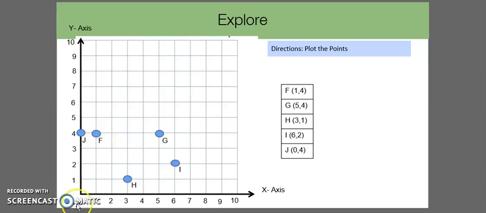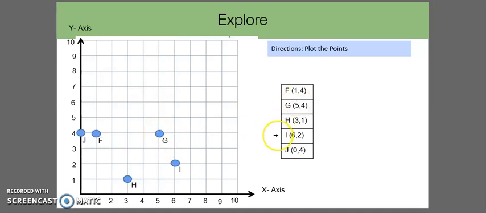Let's say we're going to plot G. We're going to start at (5, 4). We start at the origin. We're going to go 1, 2, 3, 4, 5. We're going to stop. And since our y-coordinate is 4, we're going to move up 4 spaces. 1, 2, 3, 4. And we plot it and label it with a capital letter G.